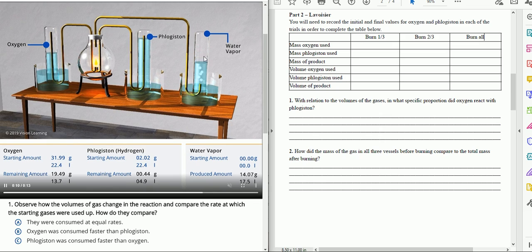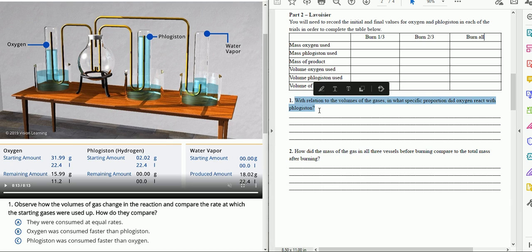You can see that there's actually water vapor being produced and pushed into this vial where we can then measure it. And so we can visually see that the phlogiston is being consumed as well as the oxygen. We can therefore see the water vapor being produced. Okay, so hopefully you were able to collect the data in your data table, and we can move on to our free response questions.